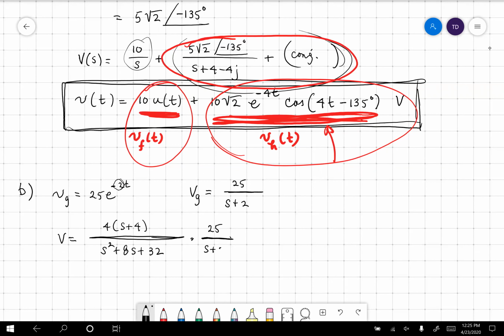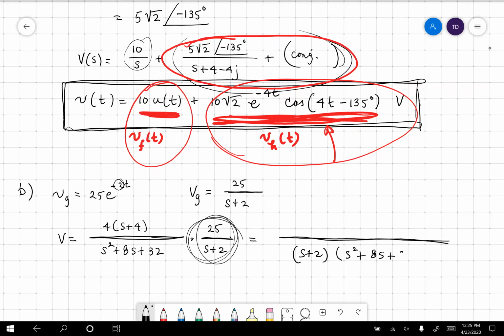over S plus 2. And so notice right here, when this multiplication occurs, I want you to observe a couple of things. So there's the S plus 2 term, and notice where it came from. It came from VG. It came from the input. So we always get that input's denominator unless something interesting happens, which will happen in part C. And then we still have the denominator that comes from the transfer function.